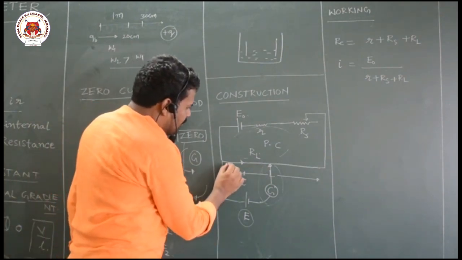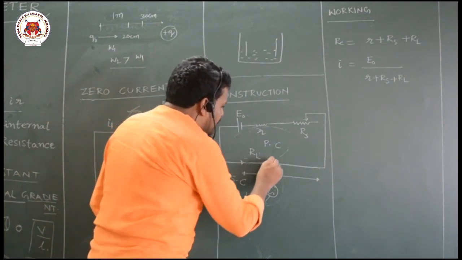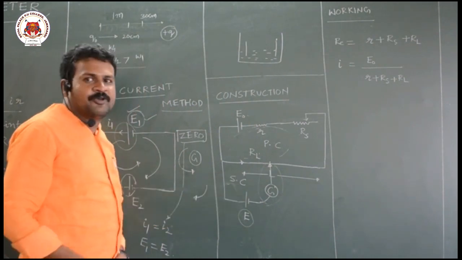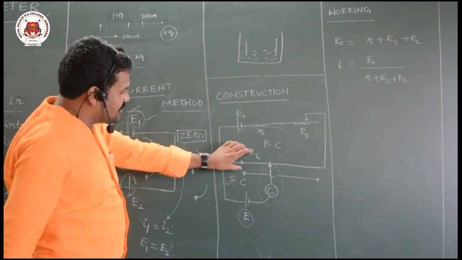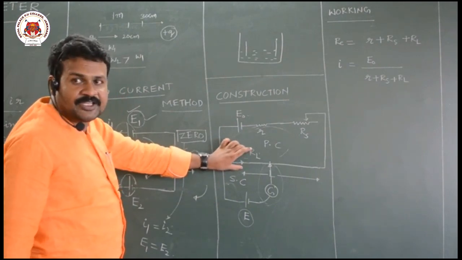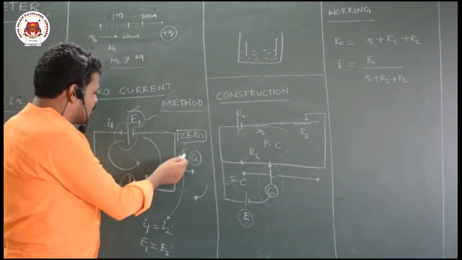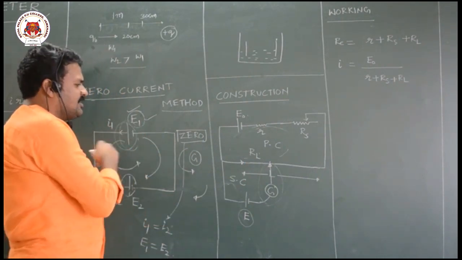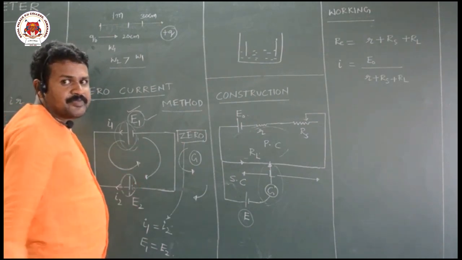Now when you are moving this jockey, you reach one point. Before that, there will be current inside the galvanometer. The galvanometer will show current. Suppose this current is greater, it will show current in this direction. As I just explained, if the current from this battery is greater, it shows current in this direction.